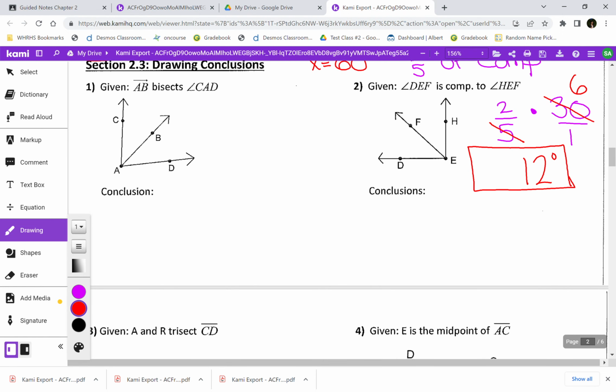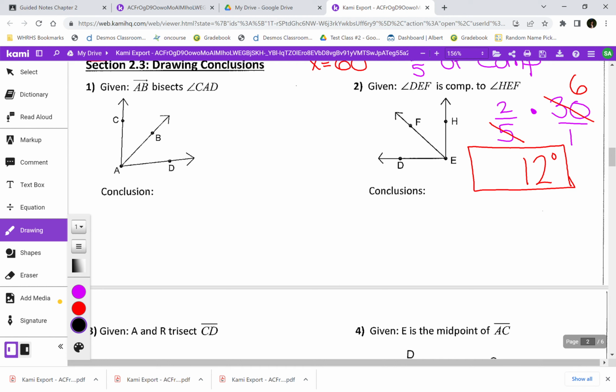So remember, I told you chapter 1's not leaving. It keeps coming back in. So when it says ray AB bisects angle CAD, well, you need to remember, if we're given that an angle is bisected, what can we conclude from that? If we're given that an angle is bisected, what can we conclude from that? Nora.